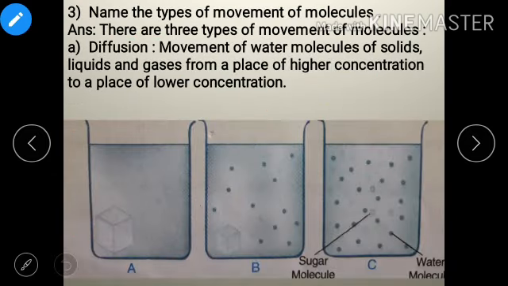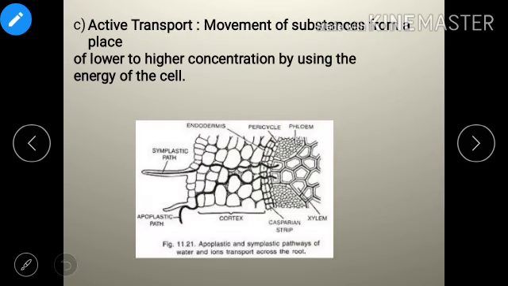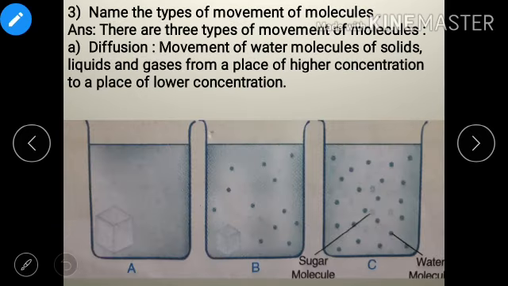Okay, next slide we will study about the types of movement of molecules. There are three types of movement of molecules. What are those? First, diffusion, then we'll come to osmosis, then we'll come to active transport. Okay, these are the three types of movement of molecules.